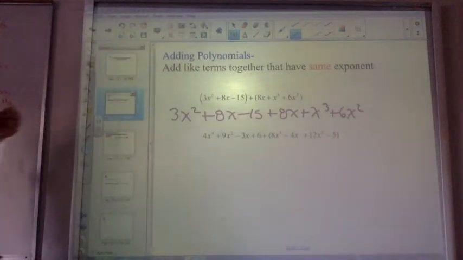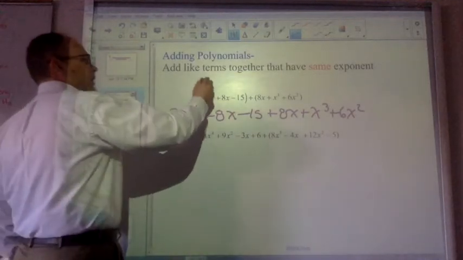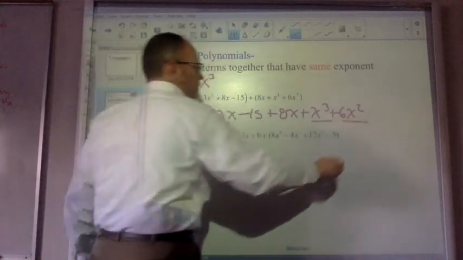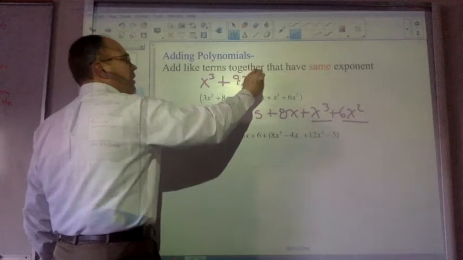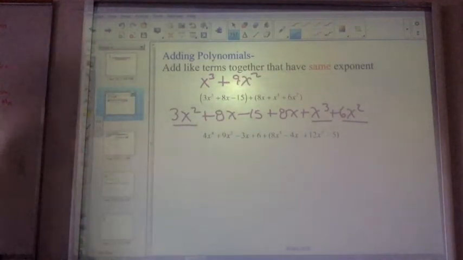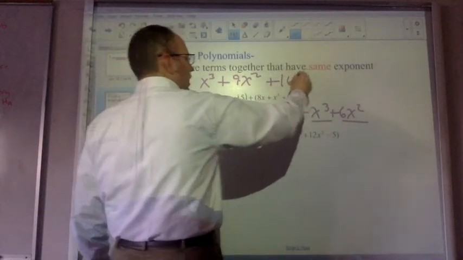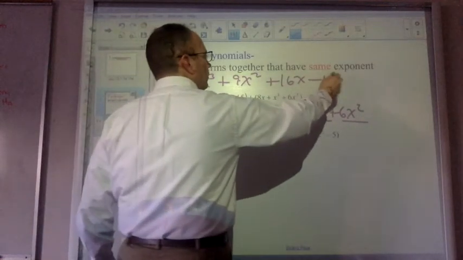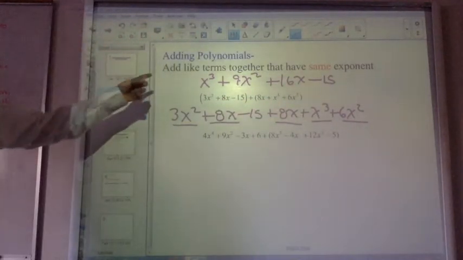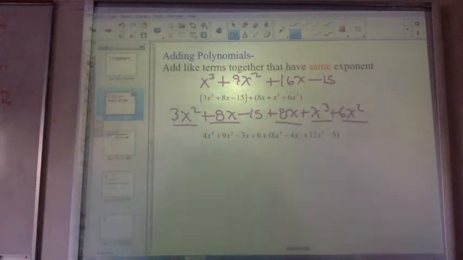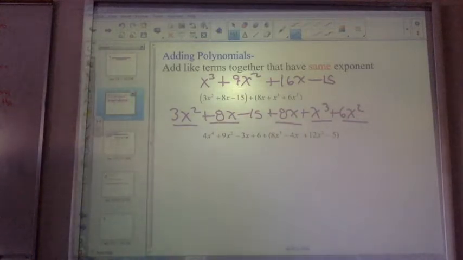We want it in descending order. My highest exponent is x to the third, so I've already used that. Then I have 3x squared and 6x squared, so I can add those together, 9x squared. Notice the exponent didn't change at all, because you're just counting them. Then 8x and 8x is plus 16x, and minus 15. This would be called a third degree, because its highest exponent is the third power. This is a third degree polynomial. Once you go beyond monomial, binomial, and trinomial, it's a polynomial. Okay?